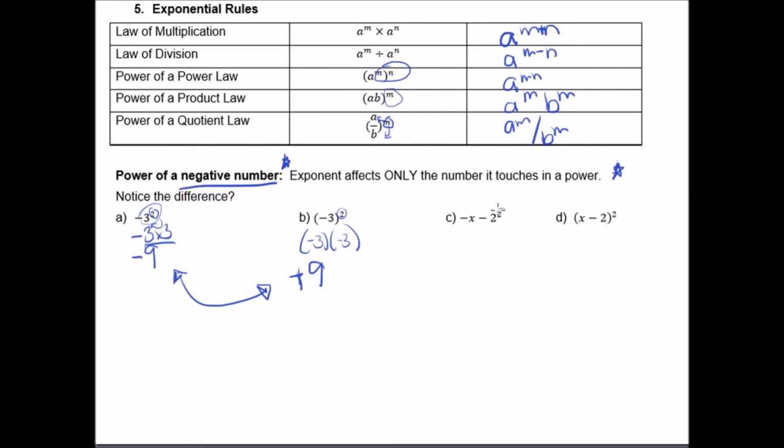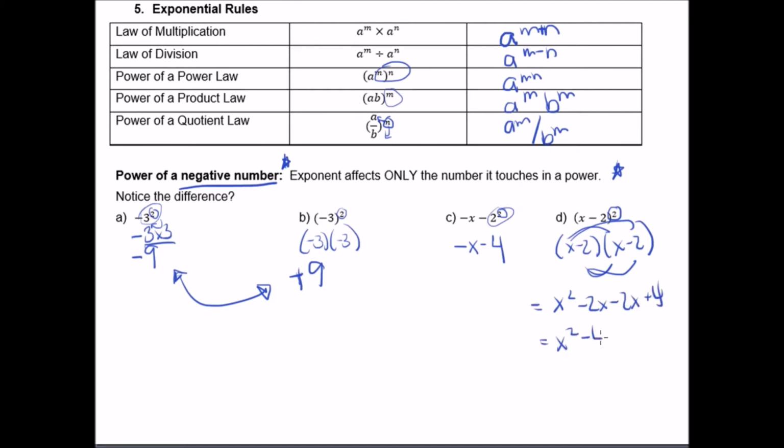Okay? So this 2 is only on the 2. So negative x minus, and then what's 2 squared? 4. Okay, this 2 is actually on the entire bracket, x minus 2. And we've learned to actually do x squared minus 2x plus 4. And we learned this back in the quadratic unit.